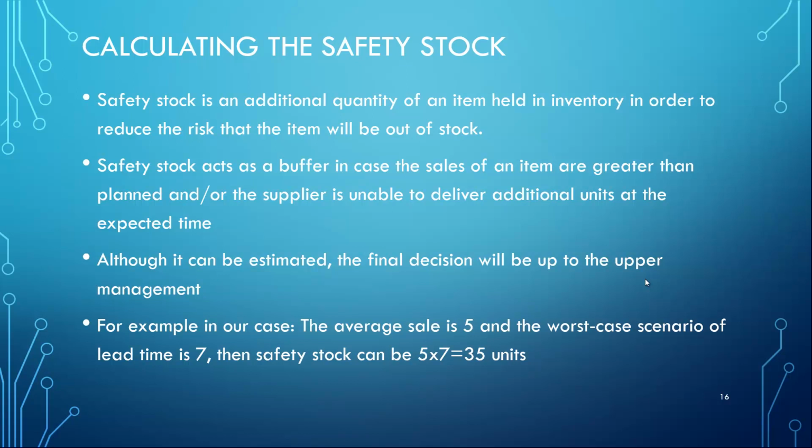Although it can be estimated, the final decision will be up to the upper management whether the safety stock will be a certain amount or we can increase it a little bit. For example, in our case here, the average sales is 5 and the worst case scenario of lead time is 7. Then safety stock can be 5 times 7, which is equal to 35 units. Again, it's up to the management to keep it at 35 or to increase it to like 40.